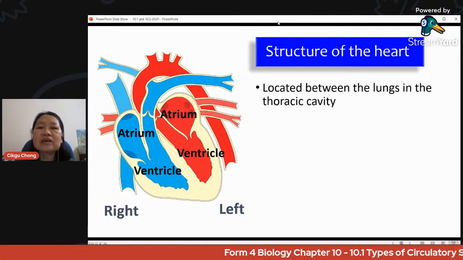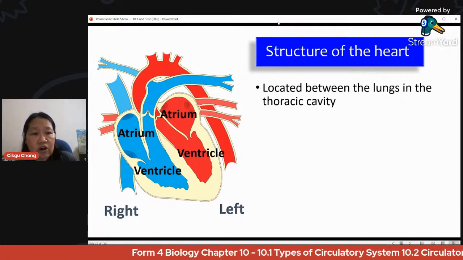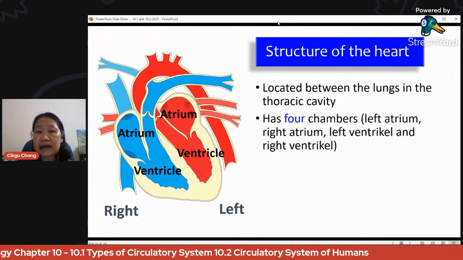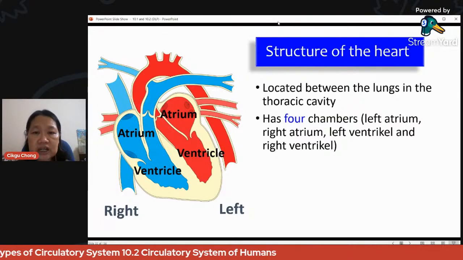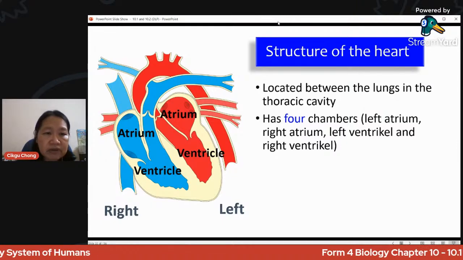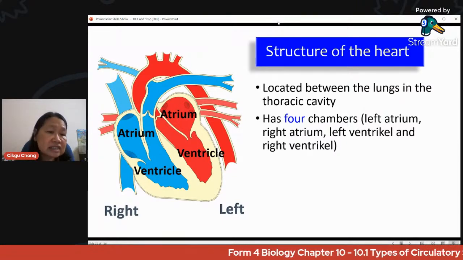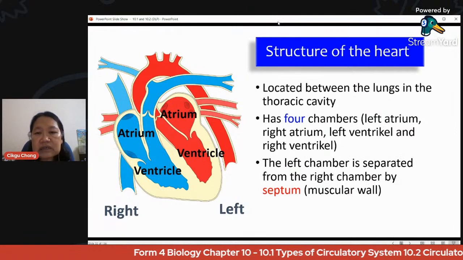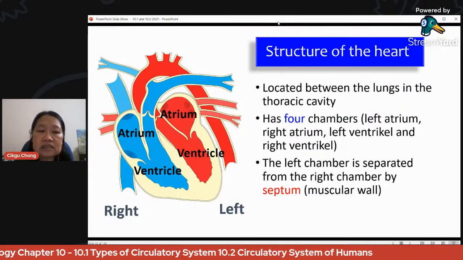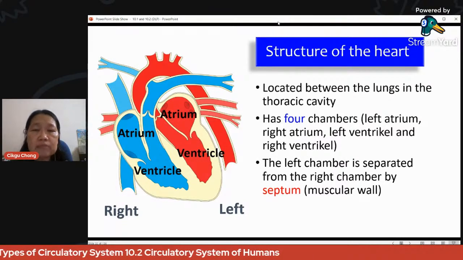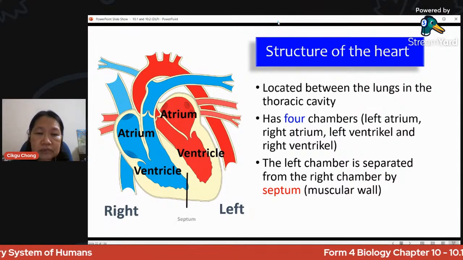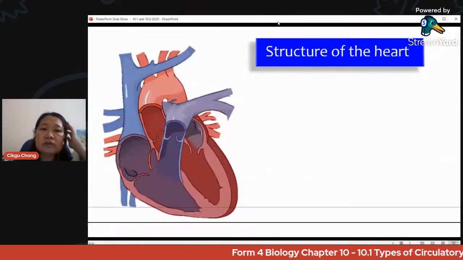So where is it? It's located between the lungs in the thoracic cavity. If you open up the thoracic cavity, it is between the lungs, and it's protected by the rib cage. There are 4 chambers: left atrium, right atrium, right ventricle and left ventricle. It's separated by the middle part, the septum. It's a muscular wall, and this is important because it stops the mixing of the 2 types of blood. It's called the septum.